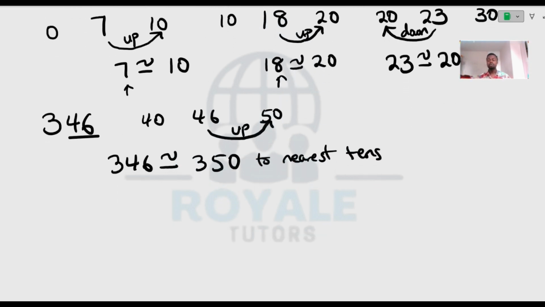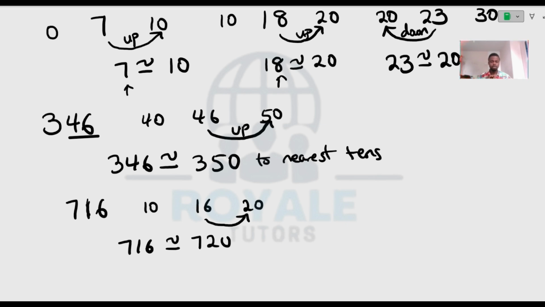Let's take another example. Let's say we have 716. 6 is closer to 10 than to 0. If that is confusing, then you can pick 16 itself and check that 16 is in between 10 and 20. 16 is closer to 20. Since 16 is closer to 20, then we can say 716 is approximately 720 to nearest tens.